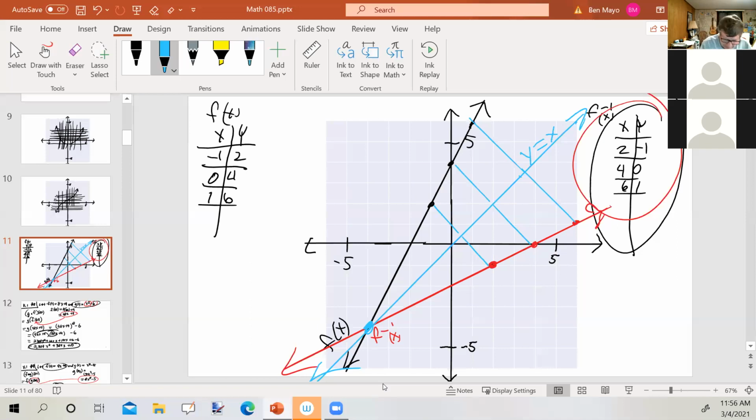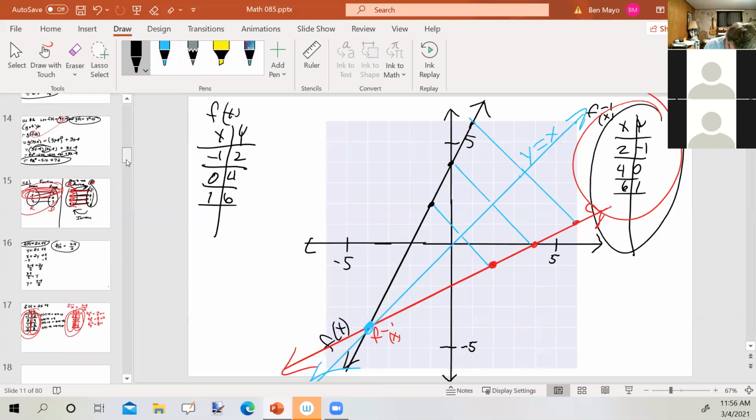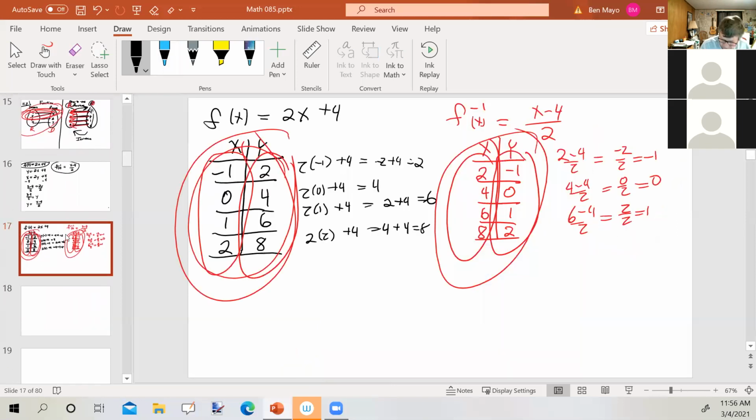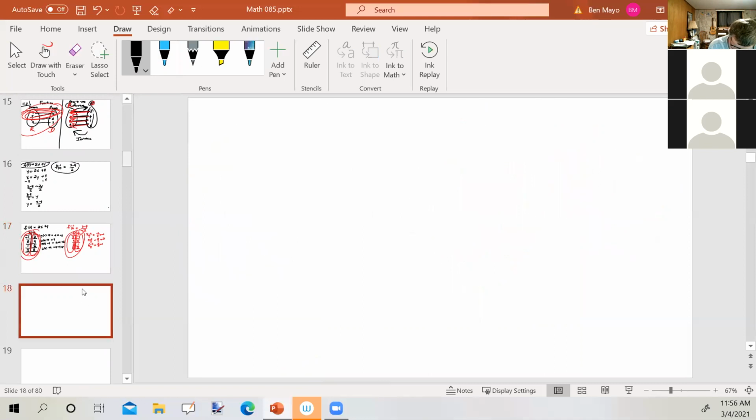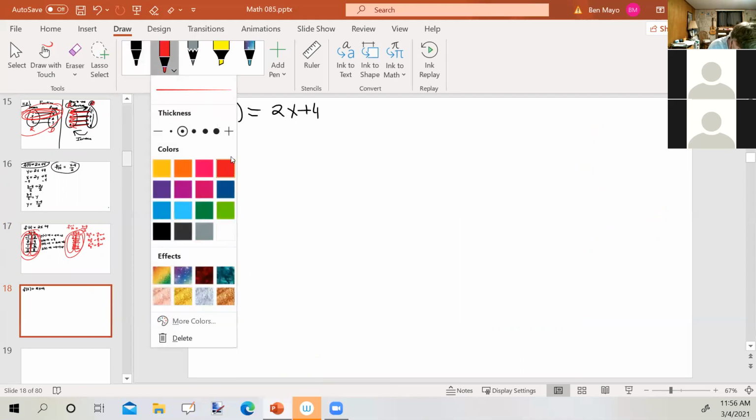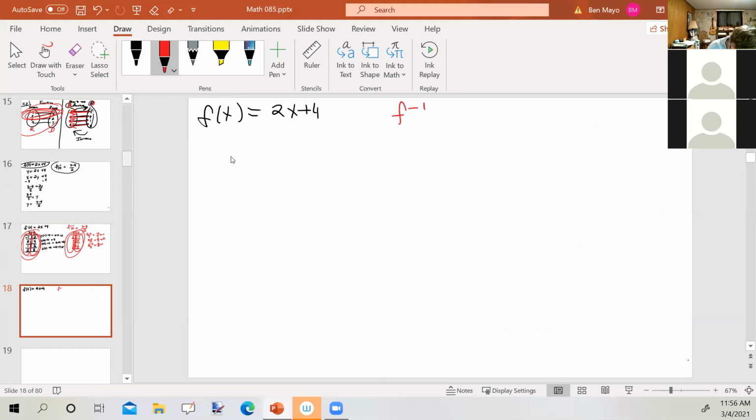No. All right, let's go back to our two functions. Okay, and I'm going to recopy them on the next page. Again, f of x equals 2x plus 4, and f inverse of x equals (x minus 4) over 2.